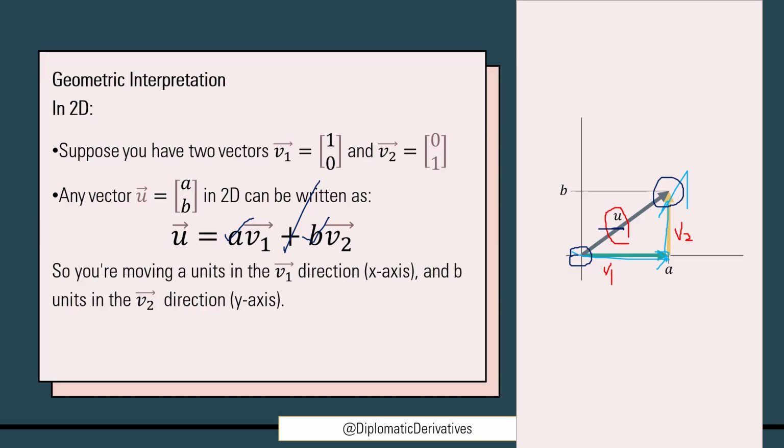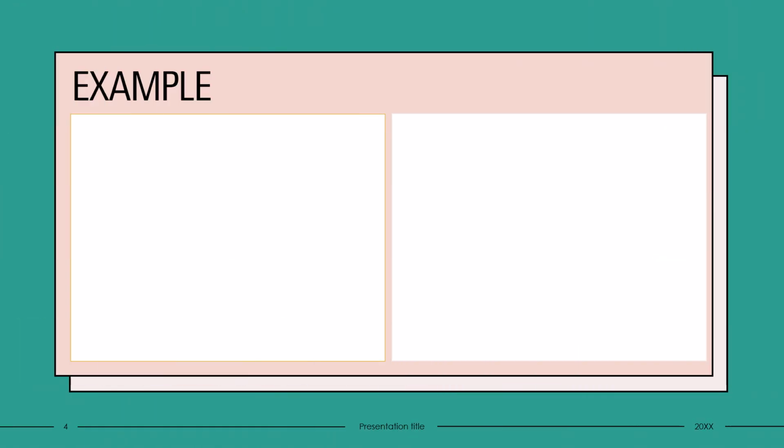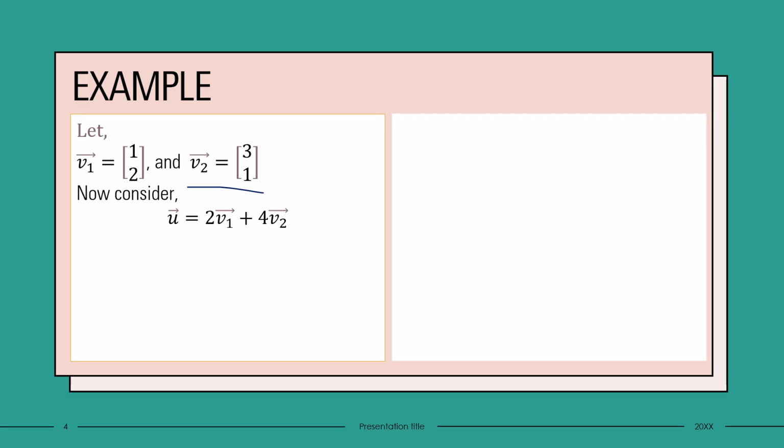All right, now let's see an example. V1 is equal to (1, 2) and V2 is (3, 1). Now consider the linear combination U is equal to 2V1 plus 4V2. So you are scaling V1 by 2 units and you are scaling V2 by 4 units. Now, in place of V1, you write (1, 2), and in place of V2, you write (3, 1).